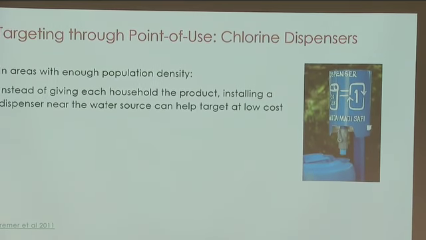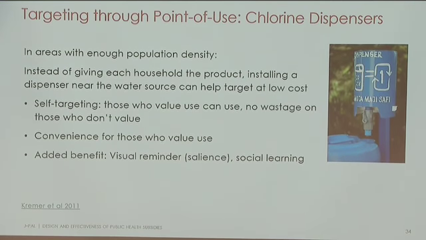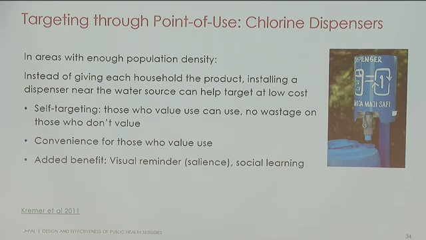You just put a chlorine dispenser right by where people fetch their water, and that's where it's cheaper, because you don't have to give free chlorine to everybody not knowing who is going to use it. It's like the soap dispenser in the bathroom. People who don't want to wash their hands are not going to press the button and make the soap fall on the floor to waste it, okay? And it has the added advantage that it's right there, visible.